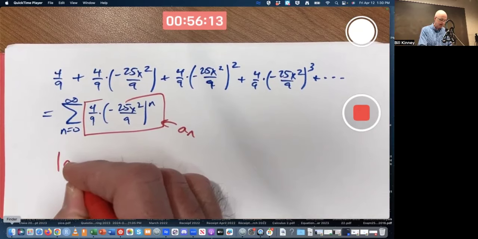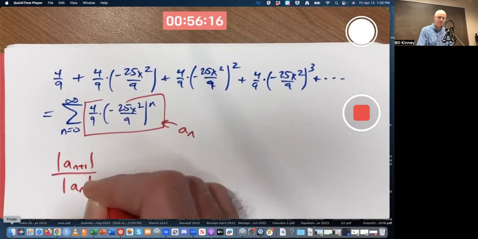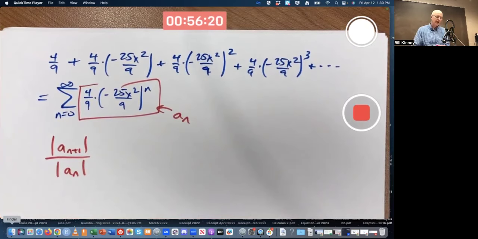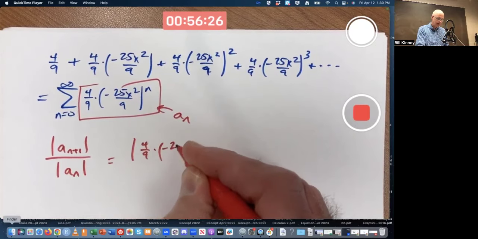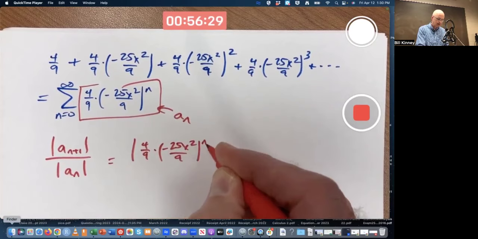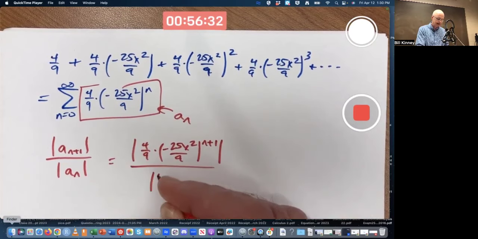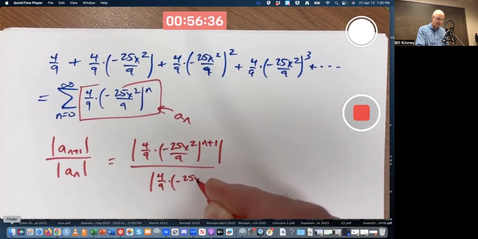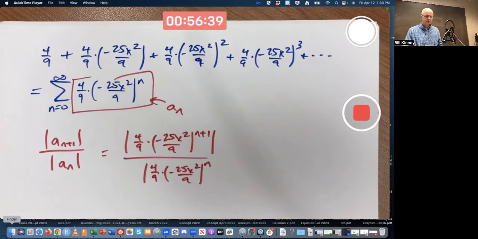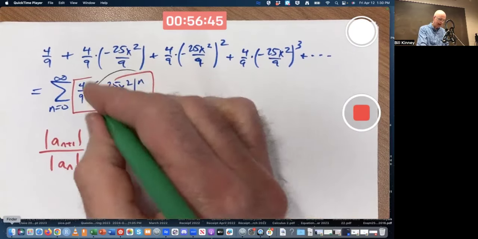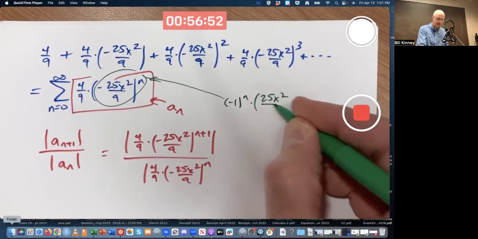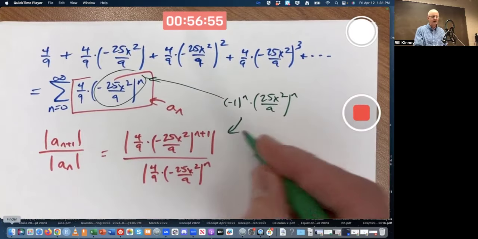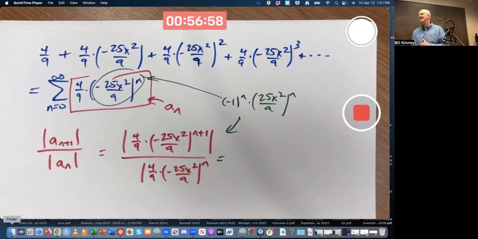Let's apply the ratio test. What does this ratio of absolute values equal? Okay, with the 1 on top, replace the n with n plus 1. On the bottom, it stays as an n. The negative sign could be factored out, so to speak. I could, for example, think of this thing as, if I wanted to, negative 1 to the n times 25x squared over 9 to the n. And apply that there, and ultimately get rid of the negative signs and also get rid of the absolute values.